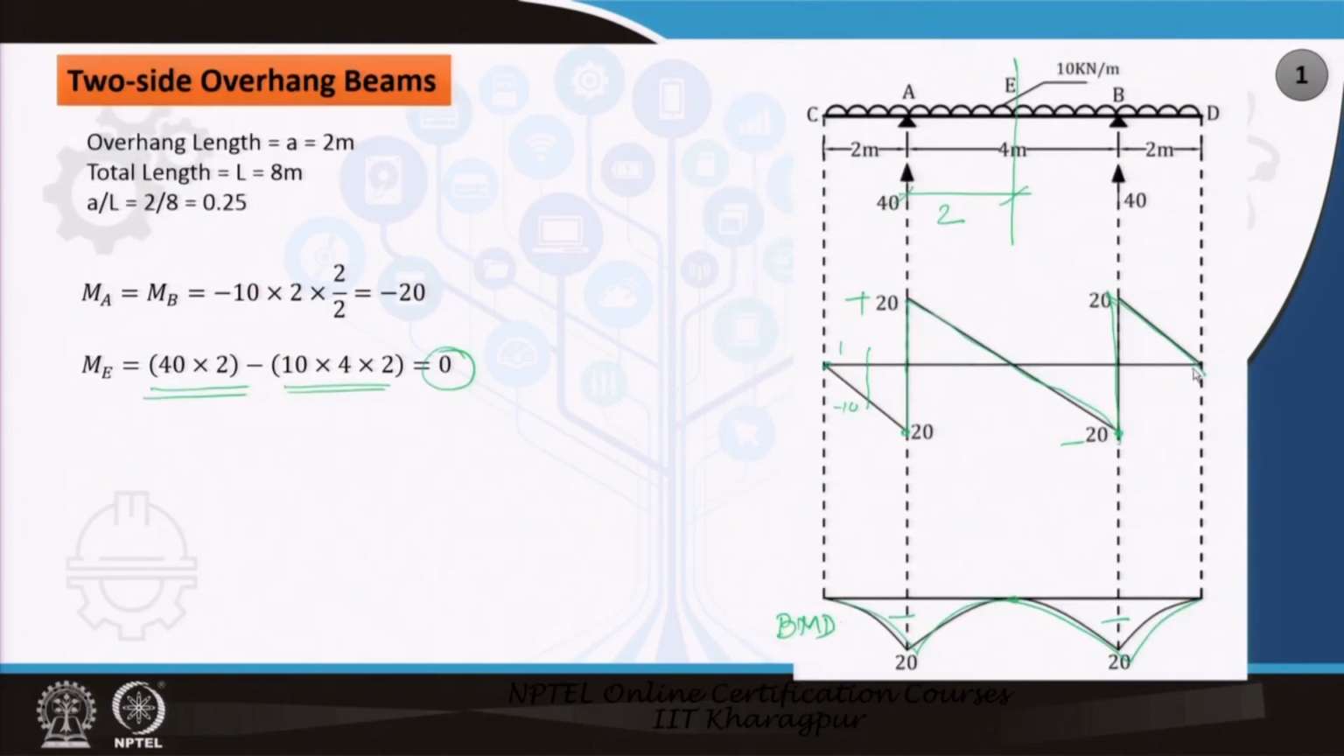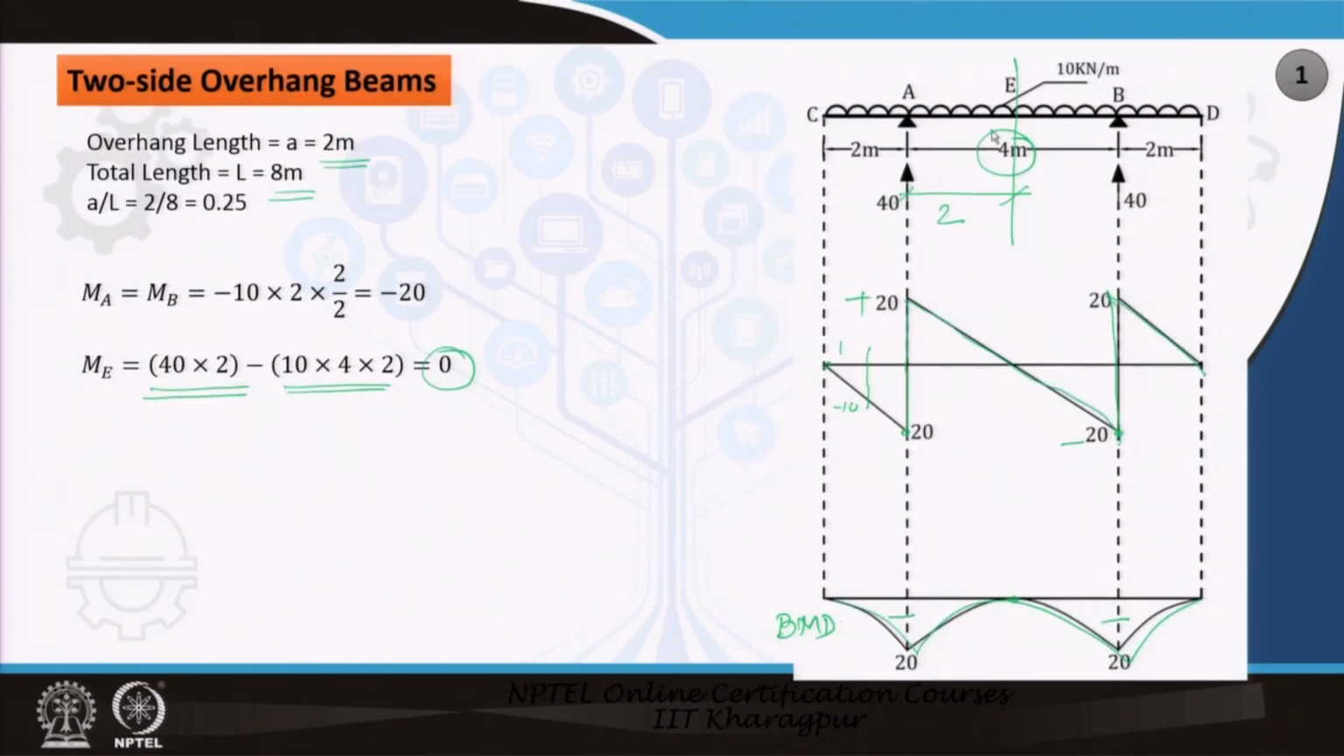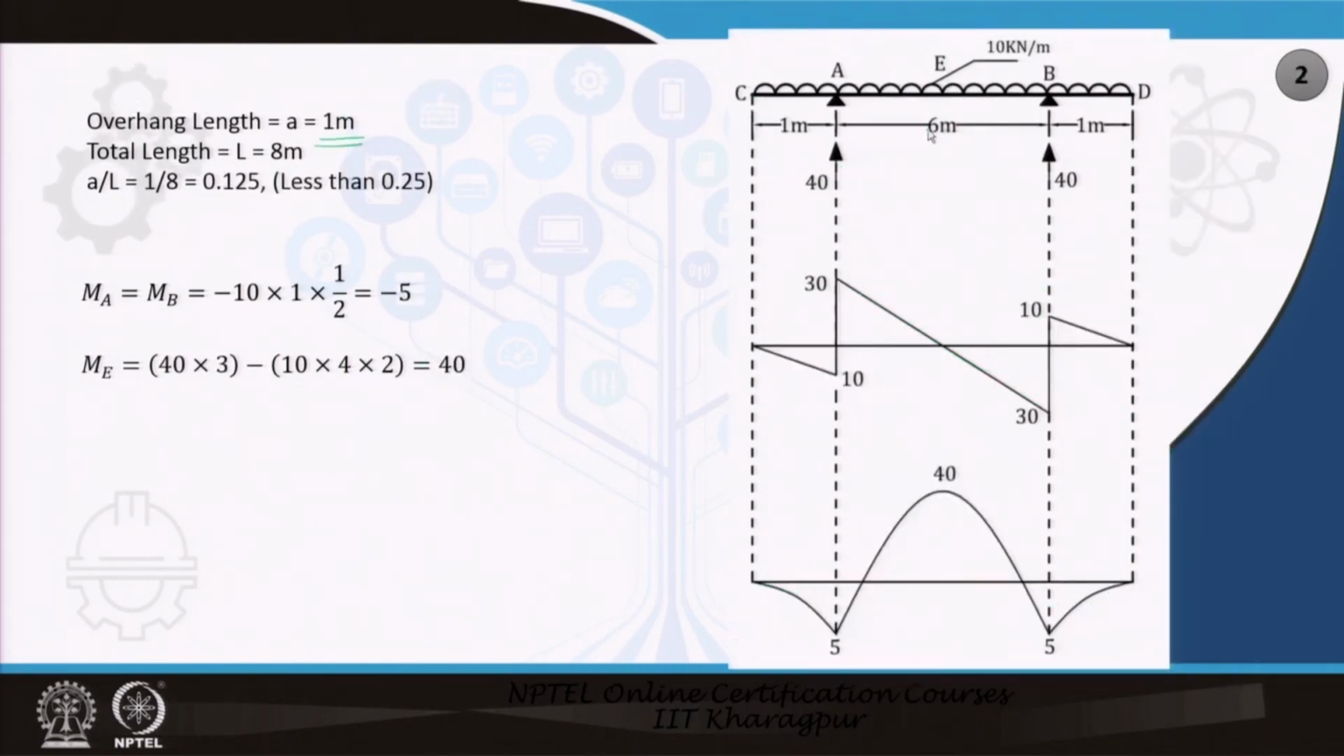Now, in the next case, what I have done is that here you see A is 2 meter and L is 8. Here I make A 1 meter. So I increase the span length. As you see, this 4 meter increases to 6 meter over here, but the reactions will be equal because there is no change in the loading and no change in the overall length of the beam. Now I have computed MA and MB. MA and MB will be minus 5 because it is now 10 into 1 into half. 10 into 1 is the total load and the distance is 0.5.